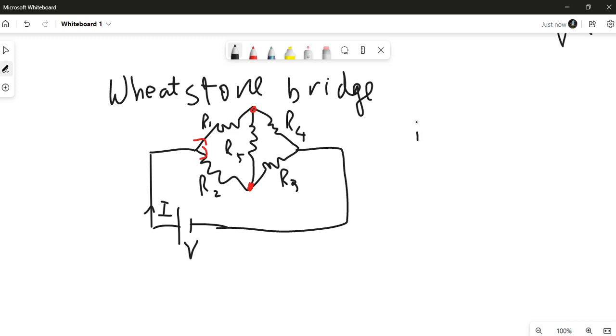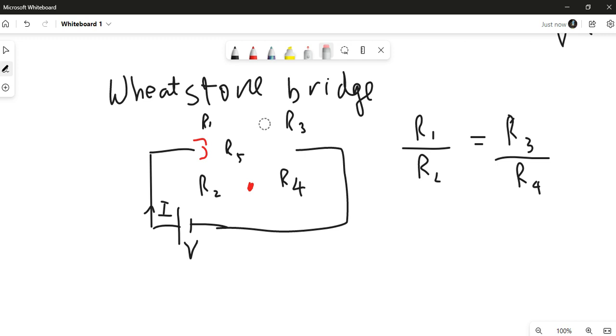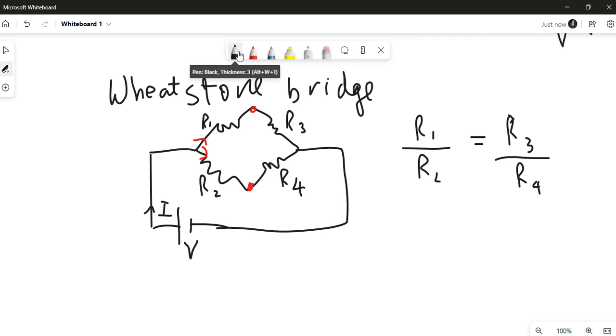So a Wheatstone bridge is actually pretty simple. This is only in the case of balanced Wheatstone bridge. If this condition is true, wait 1 second. Let's name this as R3, R4. Yeah. If this is the condition that is satisfied, then you can say that this is a balanced Wheatstone bridge. And then it means that there is no current that passes through R5. So you can just remove it. This is the concept. There is no current that passes through R5.